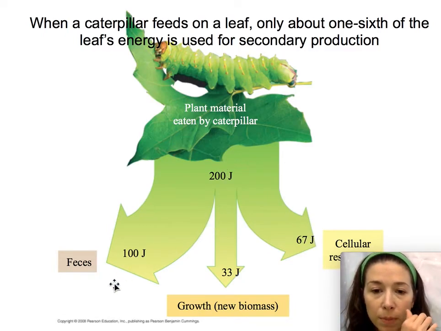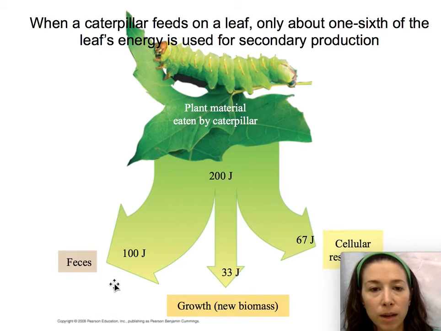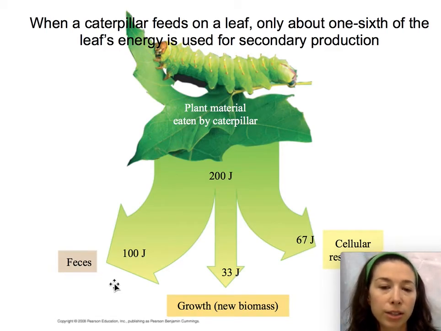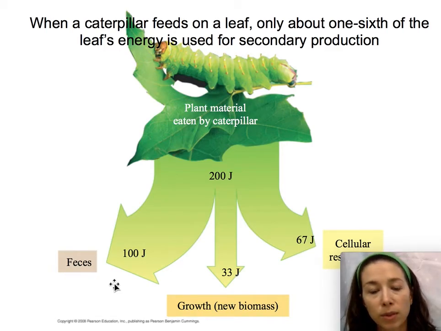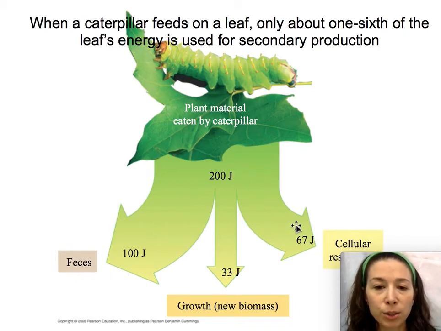So perhaps the caterpillar cannot digest the leaf very well, and a lot of the energy that's available in the leaf is not available to the caterpillar, so a lot of it gets thrown out in feces. And a lot of energy is used for the caterpillar to move around and live its active caterpillar life.